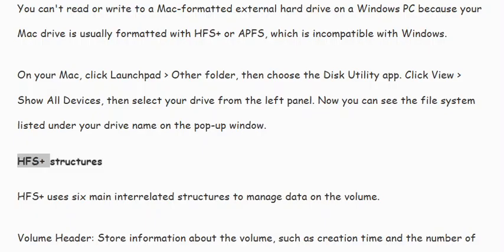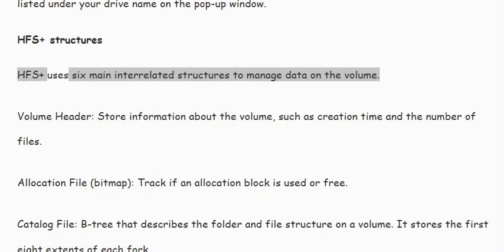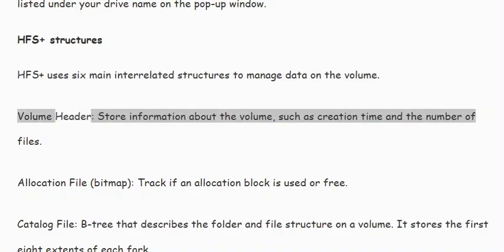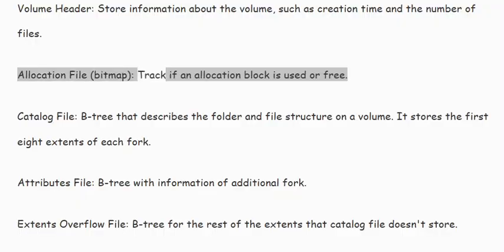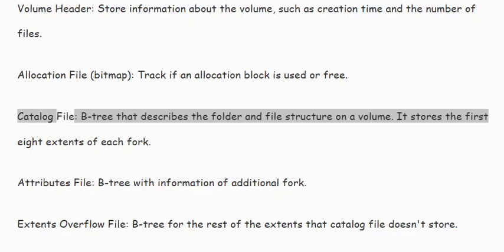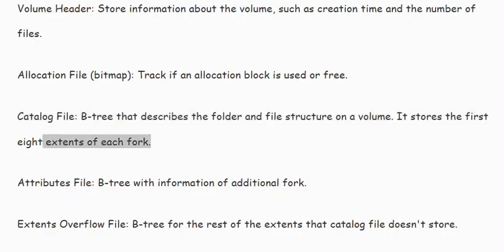HFS Plus structures. HFS Plus uses six main interrelated structures to manage data on the volume. Volume header: stores information about the volume, such as creation time and the number of files. Allocation file: a bitmap that tracks if an allocation block is used or free. Catalog file: a B-tree that describes the folder and file structure on a volume. It stores the first 8 extents of each fork.